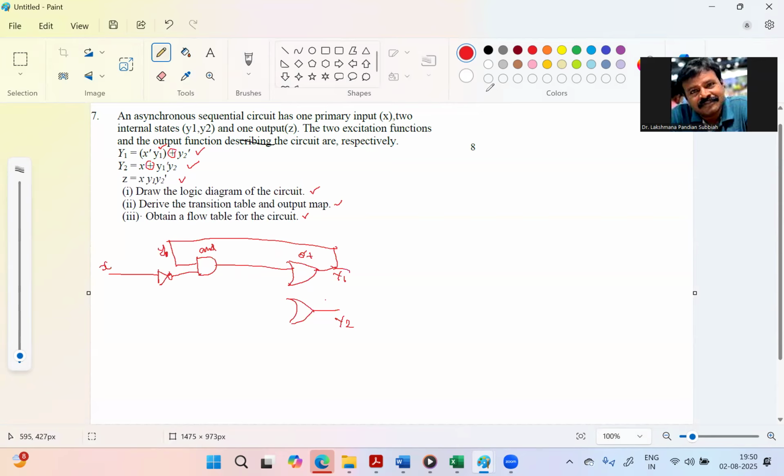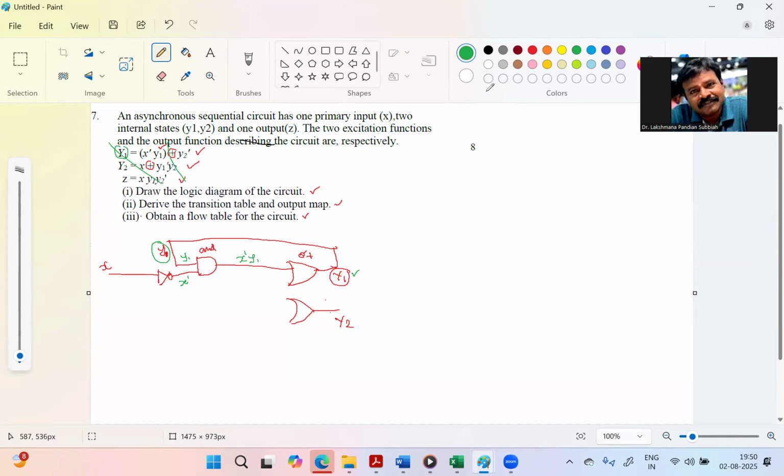Capital Y1 is the excitation variable, and small y1 is the present state or secondary variable. Here X is inverted and you get X bar, and with y1 we get one term, X bar y1. The first term is over. Then plus y2 dash.